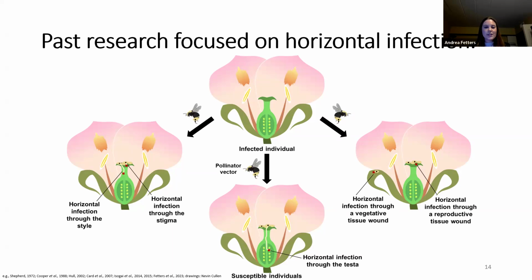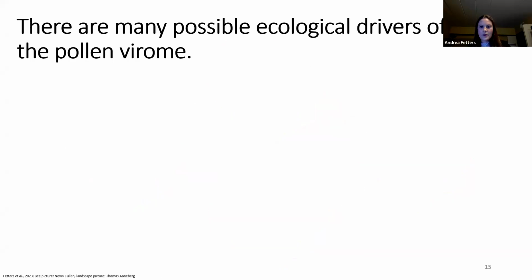I think this is really interesting because some pollen-associated viruses can infect susceptible individuals both vertically and horizontally, meaning that they are capable of infecting more than one generation of a plant in a single infection event. So we know quite a bit about how infection by pollen-associated viruses occurs and how they're transmitted. And that information is, of course, really important.